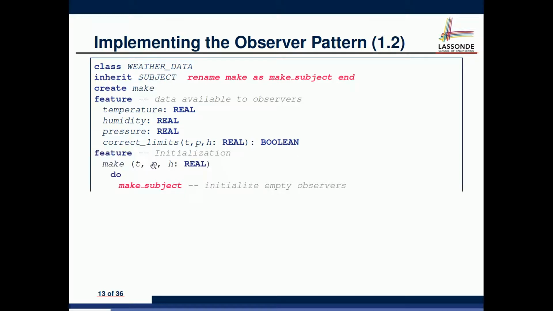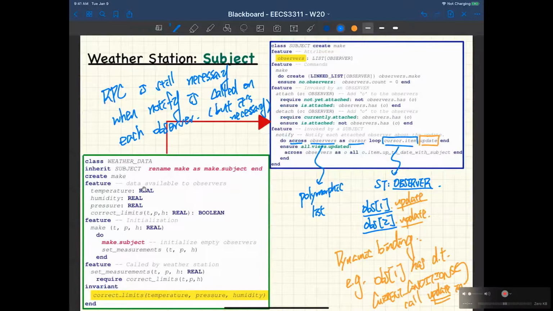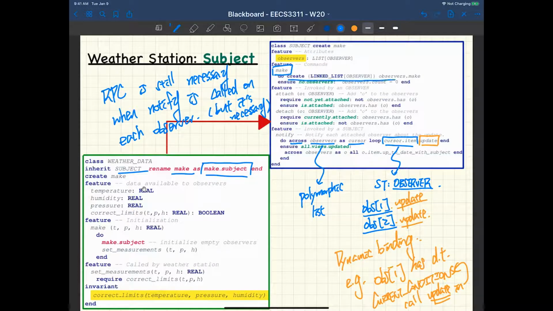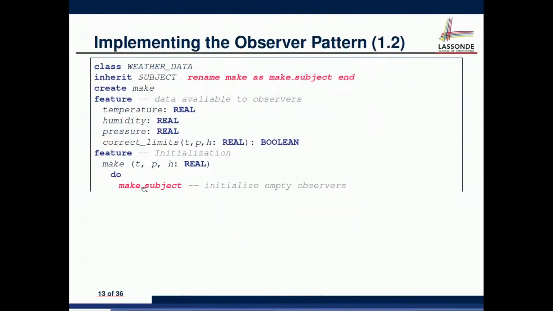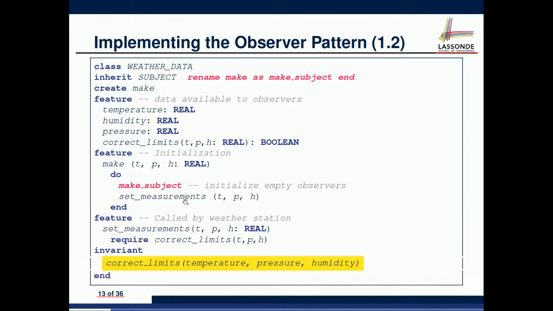And then in order to make a new weather data, you will call make subject. What make subject will do, let me just show you, is it comes from the make in the superclass subject. The make over here is just going to create a brand new, empty list of observers. We can reuse the code from the parent class. So you just say make subject, which will initialize empty observers. And then after that, you can set the measurements to whatever the initial values should be. Okay, so that's about the subject side, which is not difficult.